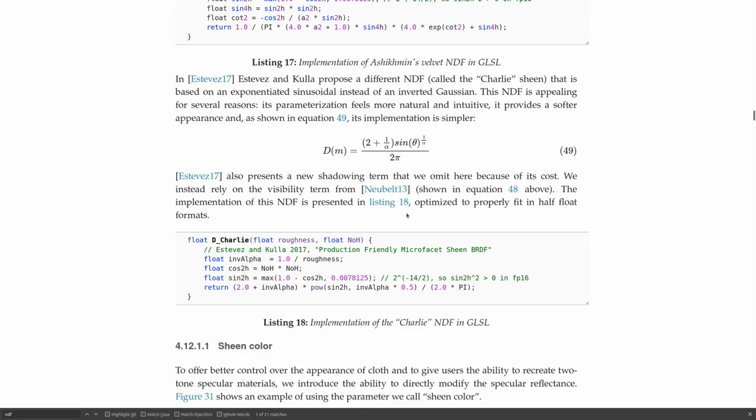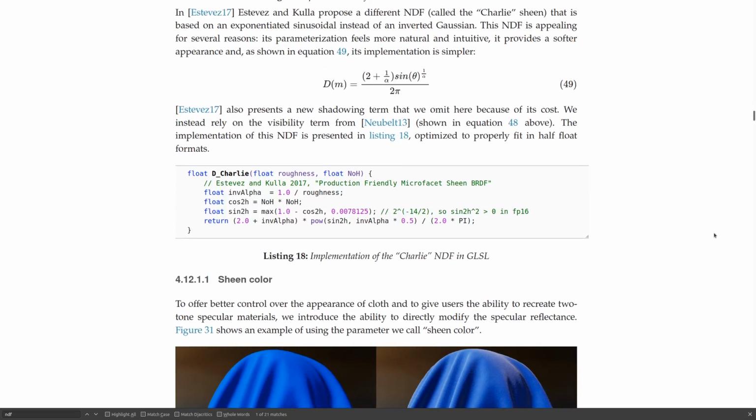The implementation of this NDF is presented here, optimized to properly fit in half floats. The Charlie Sheen. It's interesting. It's tiger blood material.